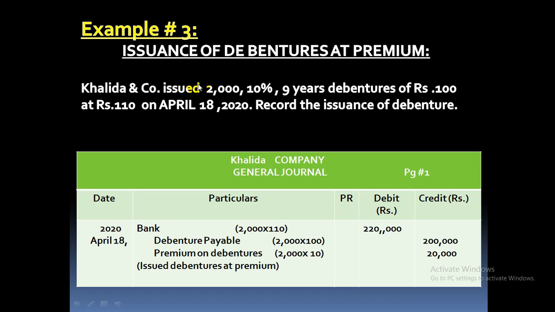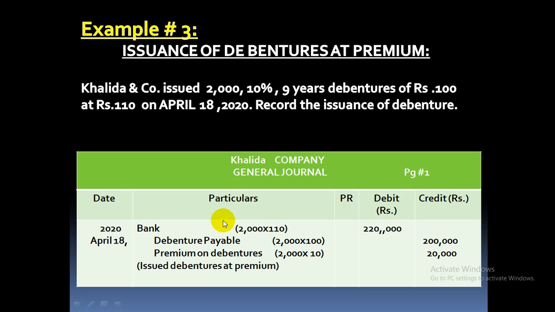Khalida and company issued 2000 debentures. This is the number of debentures they are issuing at this time. 10% is the rate of interest offered by them to the debenture holders. They are issued for a period of 9 years. The par value of the debenture is 100 rupees, but right now they are offering it for rupees 110.